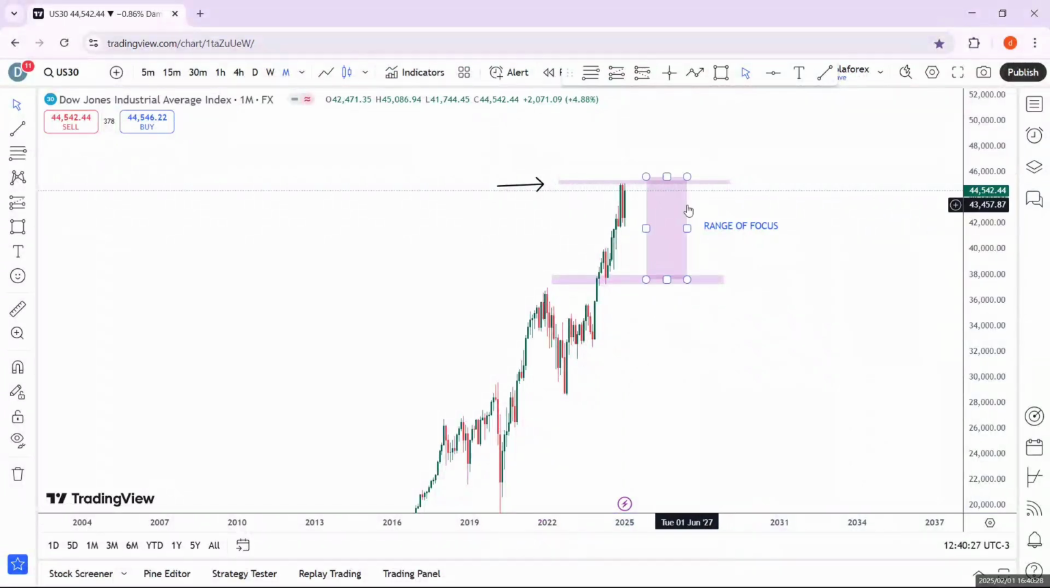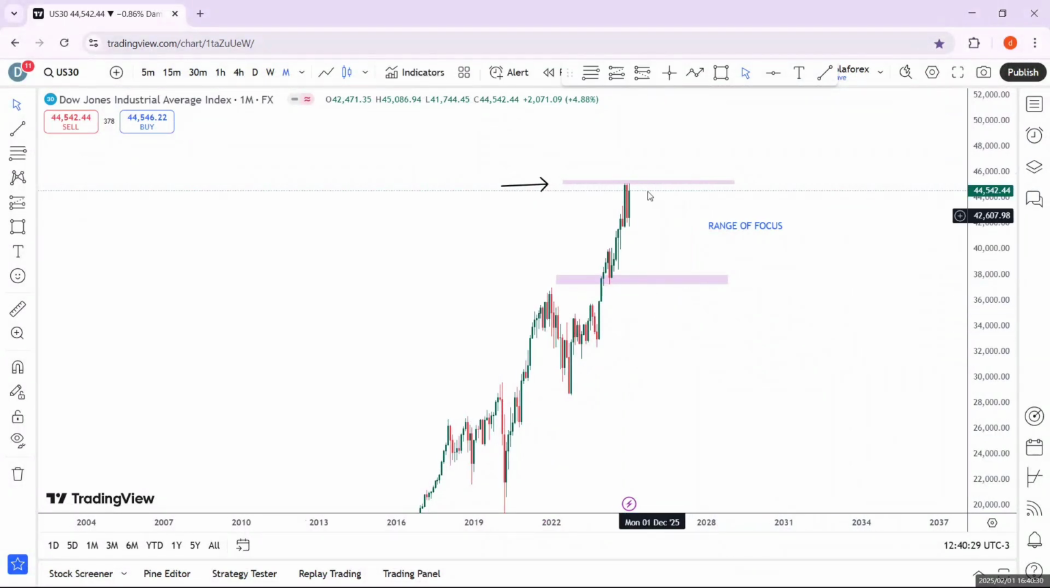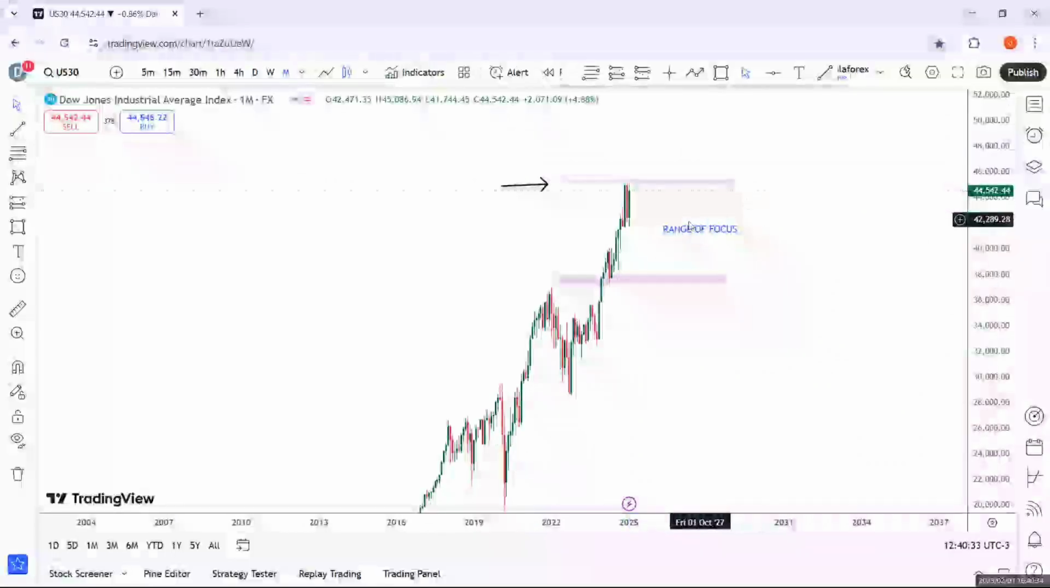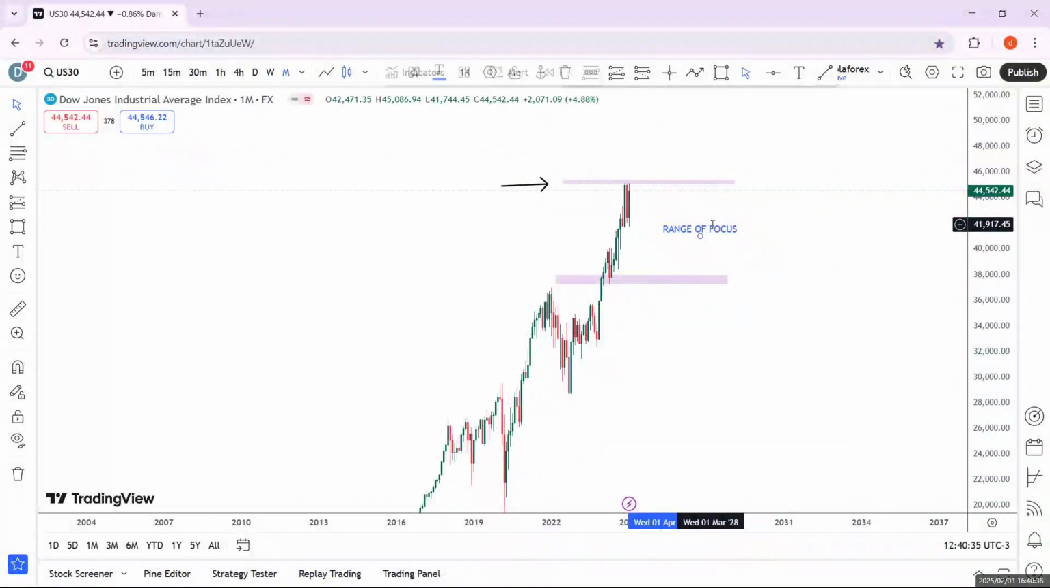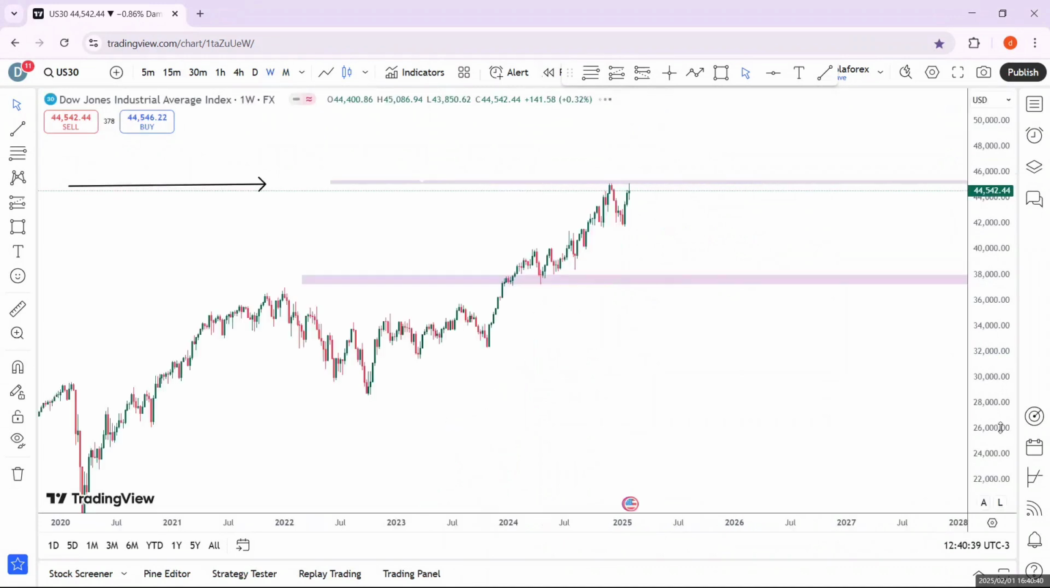Okay, we don't want to have any business below this. We don't want to have any business above this. Instead, we just want to have business within this range, also known as the range of focus. Okay, so now we'll take that to the weekly time frame.